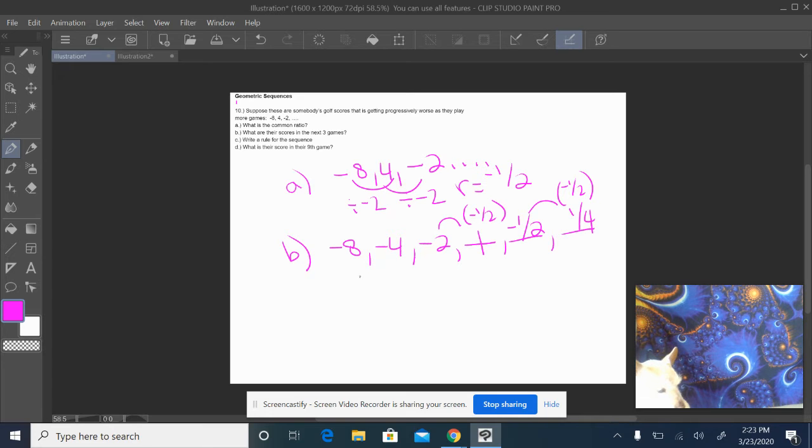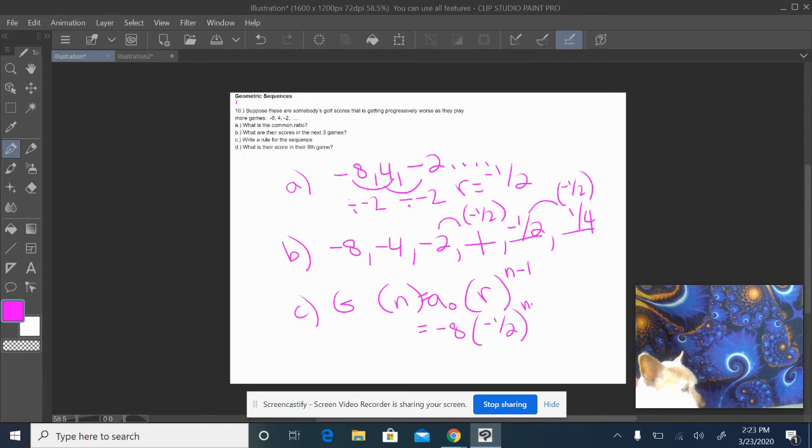Okay, so part C, write a rule. So my rule for geometric sequences, I'm just going to say a function in terms of g, is always take the first term, multiply that by the common ratio to the power of n minus 1. So a rule for the nth term would be take the first term, which is -8. Okay, my common ratio is -1/2 to the power of n minus 1. So since it's a function, I'm going to keep it in terms of n. So we'll box that up.